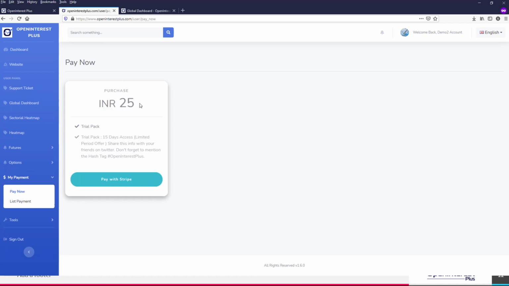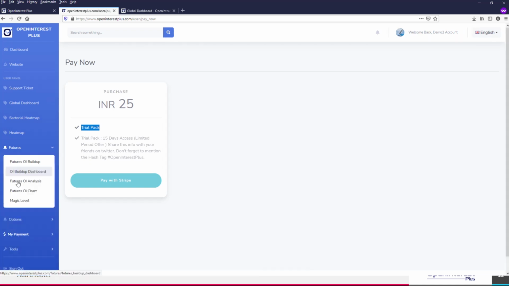So you'll have to click on this pay with Stripe button. We have a partnership with Stripe. Stripe is a number one US based payment gateway, and they are also now in India. So once you make the payment, your default plan, which is the trial pack, will get activated, and all these options will be enabled for you. So this is about the plan selection page.